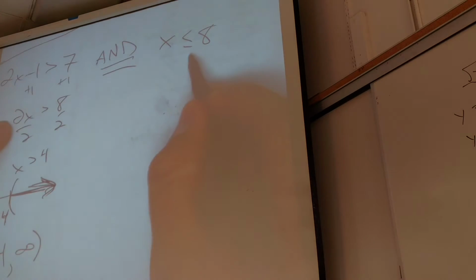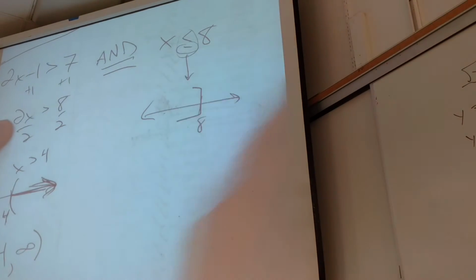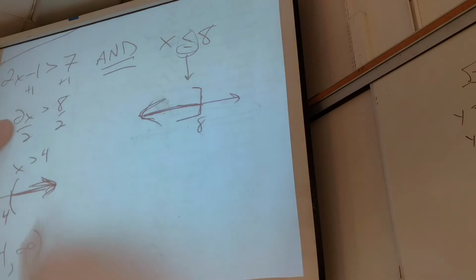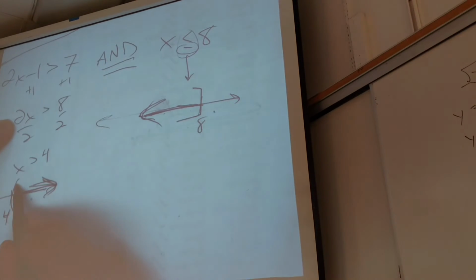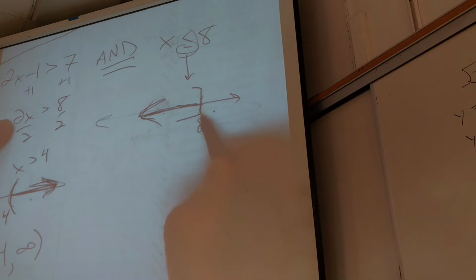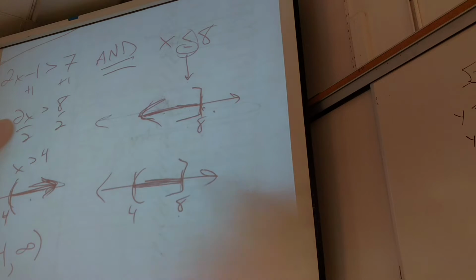What would that by itself look like? So it would be 4, 8. I love it. So this by itself would look like this. What would go on the 8? Bracket, because it's allowed to equal. So if I wanted to do this and this, that goes forever down, but this stops at 4. This goes forever up, but this stops at 8. Your answer is between 4 and 8. So the answer would be from 4 to 8, like that.